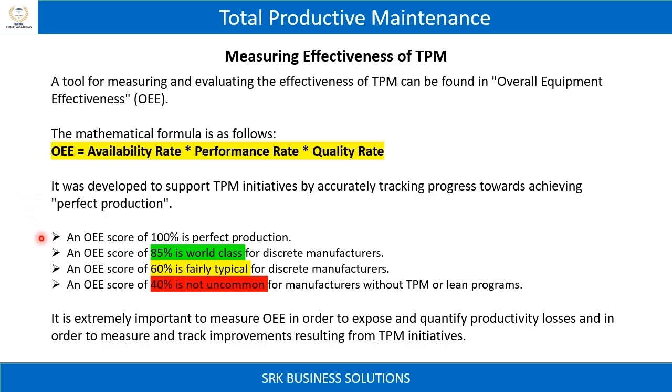An OEE score of 85% is world-class for discrete manufacturers. An OEE score of 60% is fairly typical for discrete manufacturers. An OEE score of 40% is not uncommon for manufacturers without TPM or lean programs. It is extremely important to measure OEE in order to expose and quantify productivity losses and in order to measure and track improvements resulting from TPM initiatives.